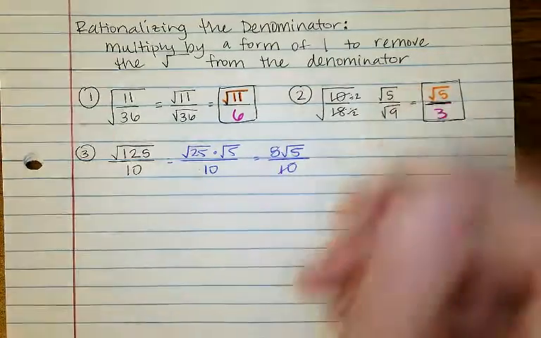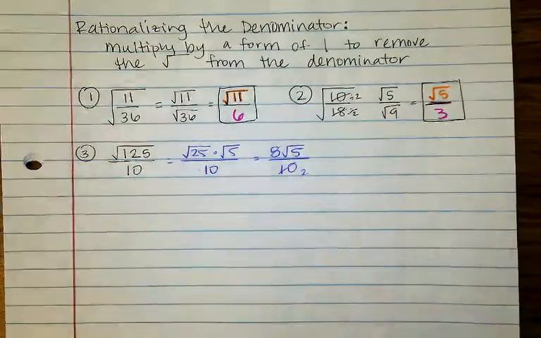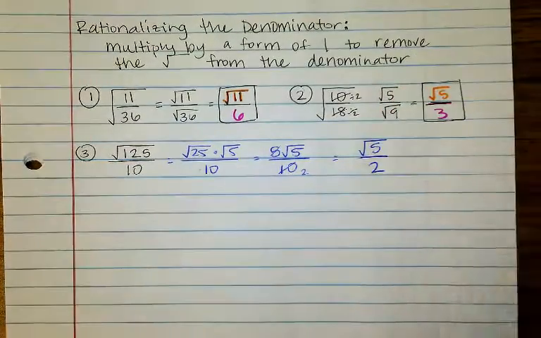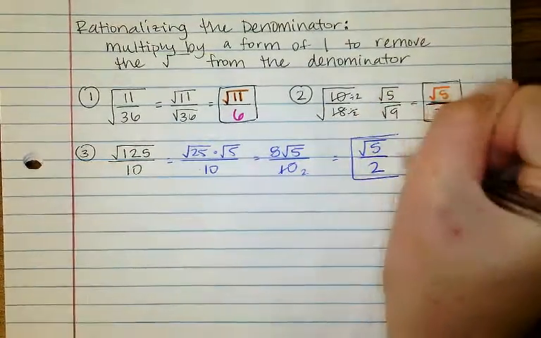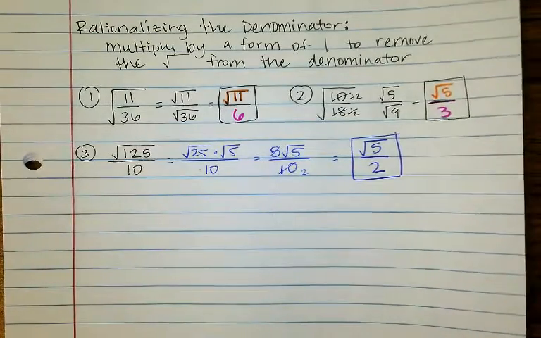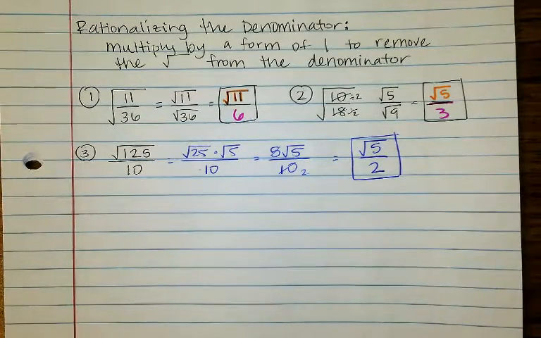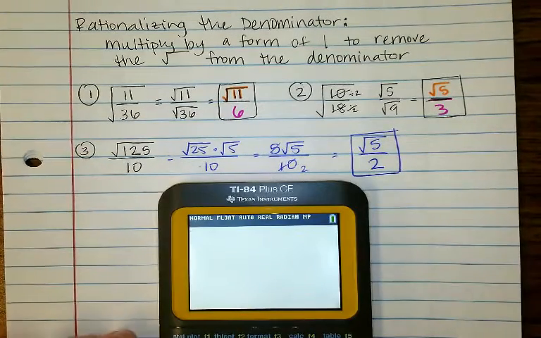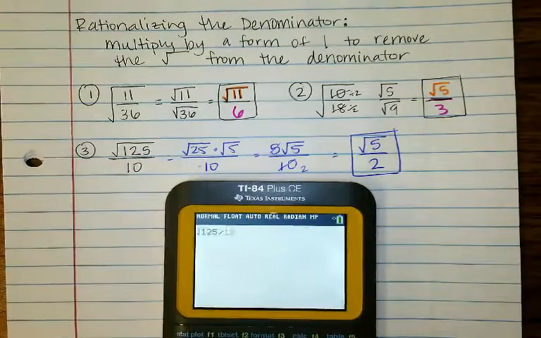How do y'all feel about that? 5 over 10 can be like 1 over 2. It's like 1/2, right? So that's going to be square root of 5 over 2. And guys, don't forget, you can always check yourself. Square root of 125 divided by 10 is the exact same thing as the square root of 5 divided by 2. Look at that. My two little irrational decimals are exactly the same.